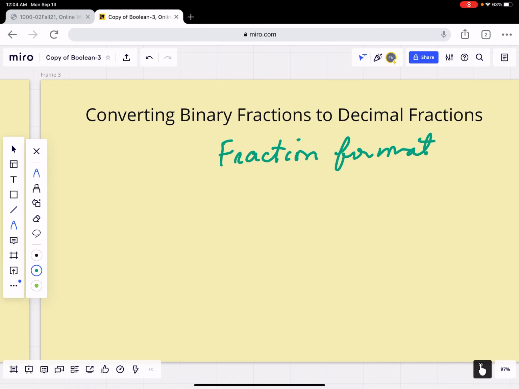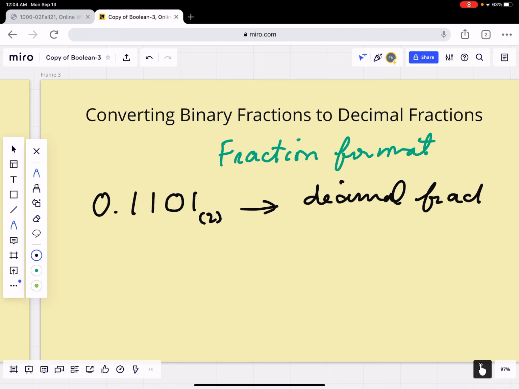All right, so let's look at one example on page 23. You got 0.1101, a binary number, and you will convert it to the decimal fraction, or from binary fraction to decimal fraction. Okay, and this format, it's simple.